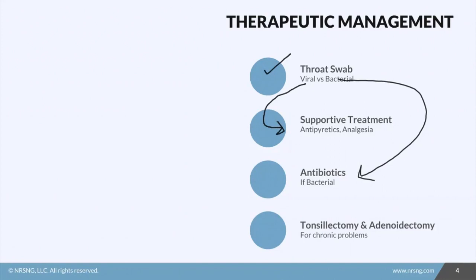Now, kids who have a lot or really frequent episodes of tonsillitis may actually be candidates for a surgery. They may need to have a tonsillectomy and an adenoidectomy. And this procedure is also done for kids who have sleep apnea. Now, this is a really common procedure, like I said at the beginning, so we're going to take a few minutes to talk about your nursing care for it.